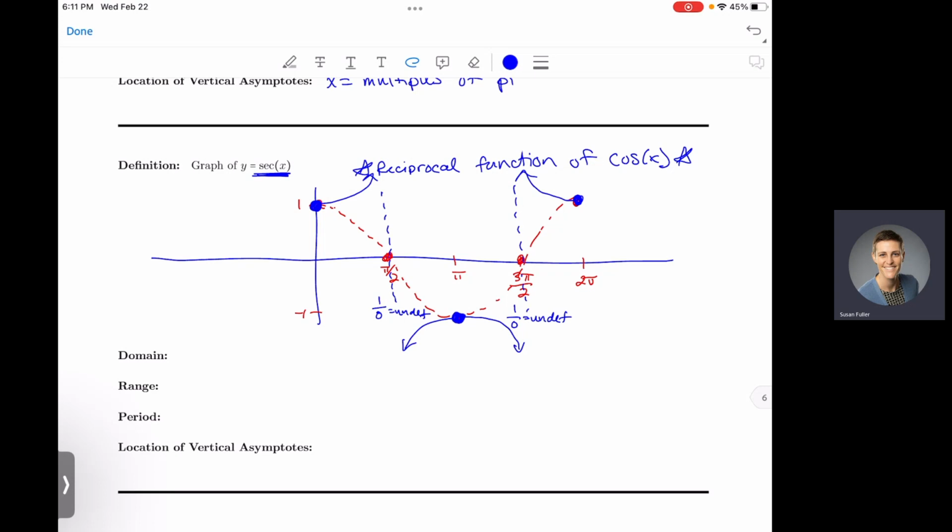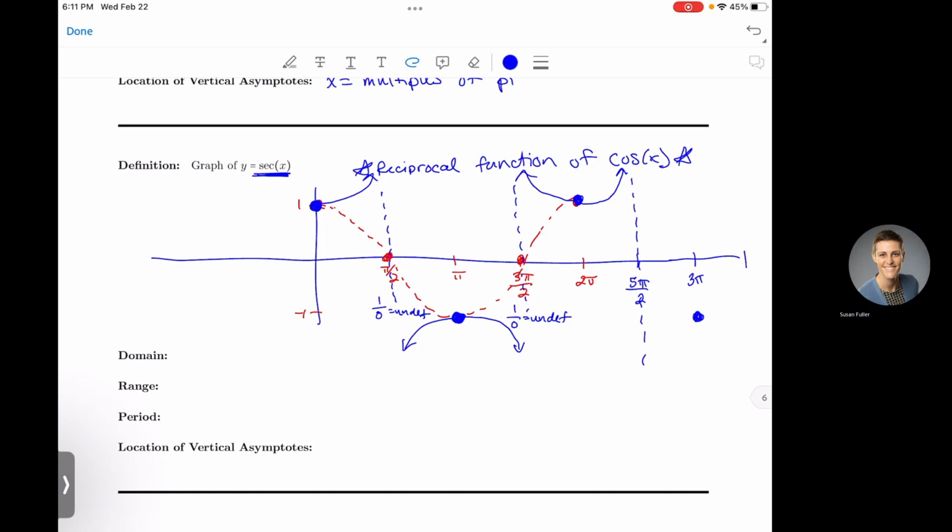And again, this pattern is going to continue. So 5 pi over 2 is coterminal with pi over 2, which means I'm going to have a vertical asymptote there, which is going to fill in this side of that bowl shape up here. And then at 3 pi, that's coterminal with pi, which means I'm going to be -1 here. And this is going to be 7 pi over 2, which is coterminal with 3 pi over 2. So I'm going to be undefined there again.